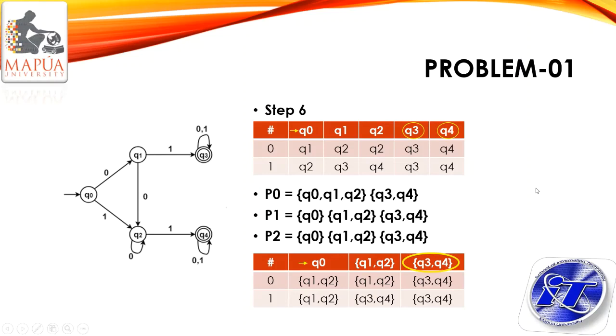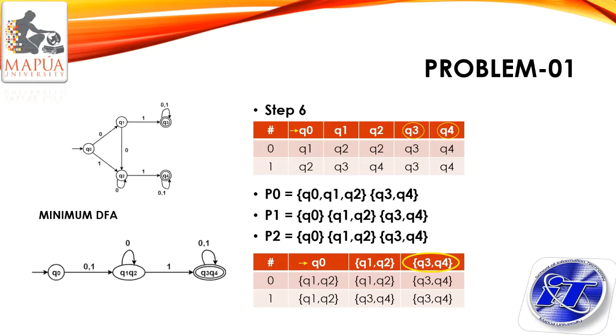Okay, and the minimum automaton drawing would be this. Q0 accepts the input. If it's 0 or 1, both will go to Q1, Q2. At Q1, Q2, if it's 0, it will just loop within itself. If it's 1, it will go to the final state, which is Q3, Q4. And any value in Q3, Q4 will just loop within itself. Okay? So that's problem number 3.